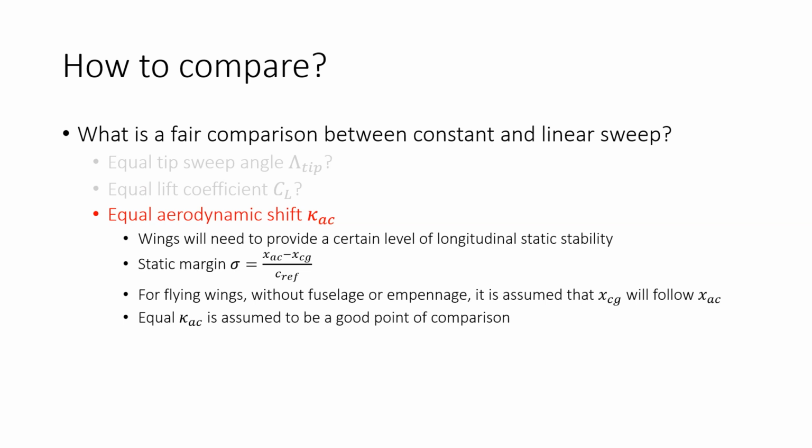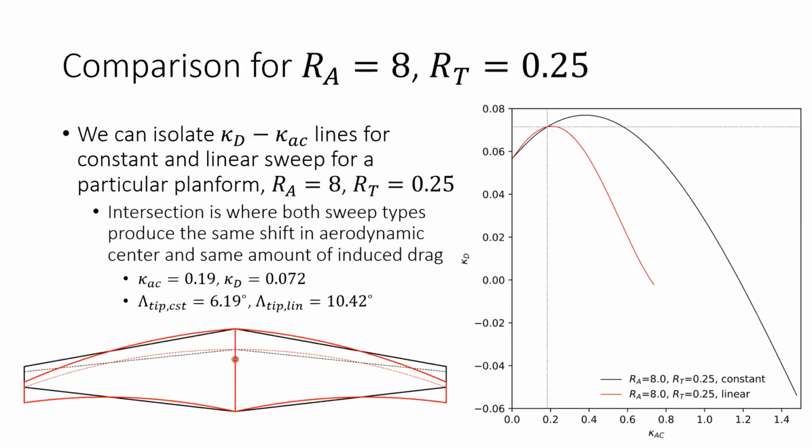An equal lift coefficient, that's not very useful either, because we're looking at these kappa Ds, and kappa D is a term that is nearly independent of lift coefficient. So that wasn't the way to go either. So we decided to compare wings at equal aerodynamic shift kappa AC, because kappa AC is a good measure for longitudinal stability. It's in the static margin. If you compare two wings with similar kappa AC, aerodynamic center position, those are two wings that will be used in fairly similar airplane applications.